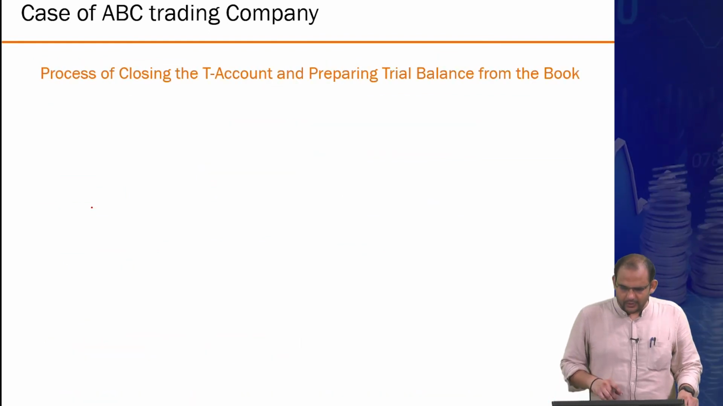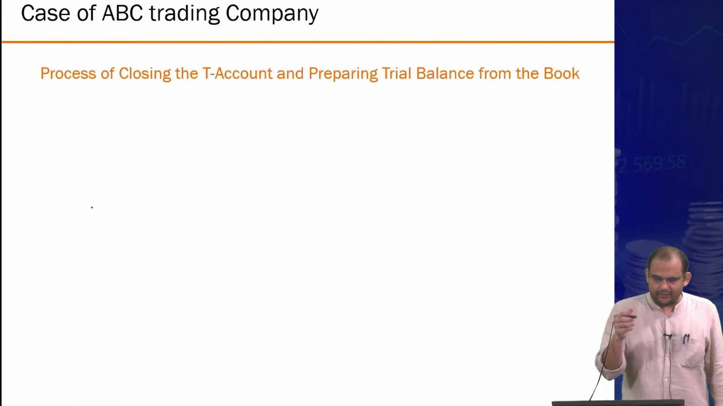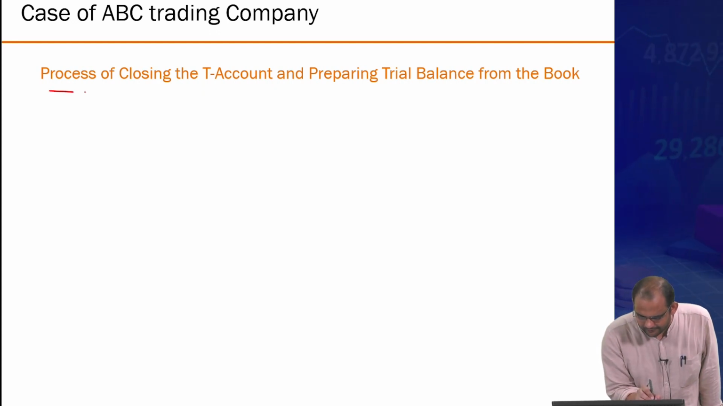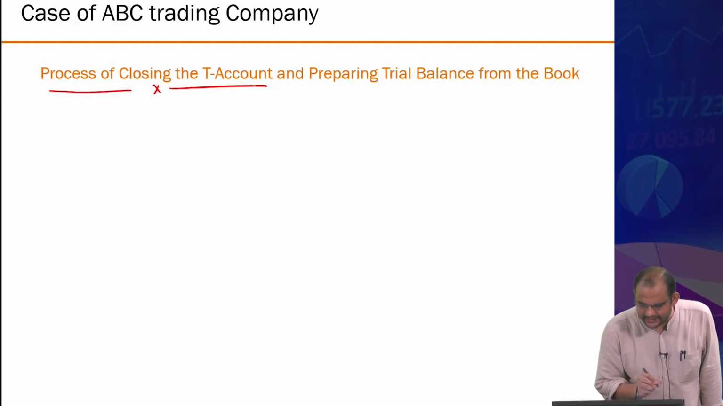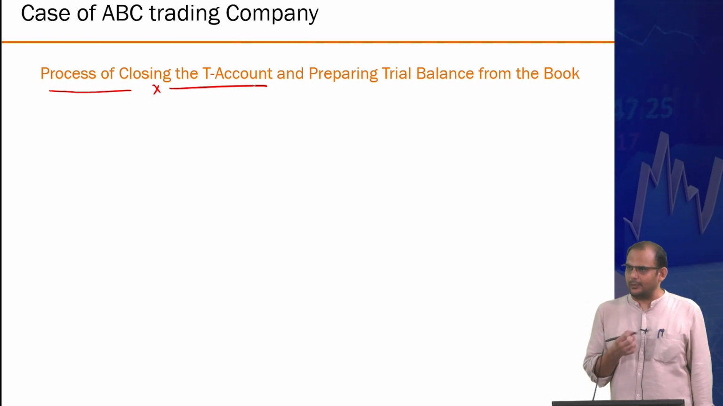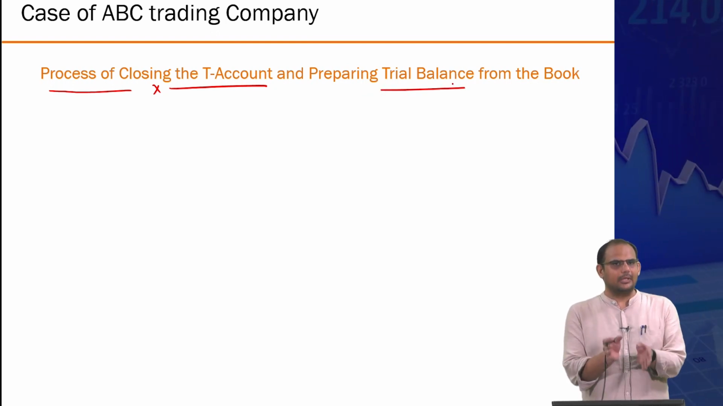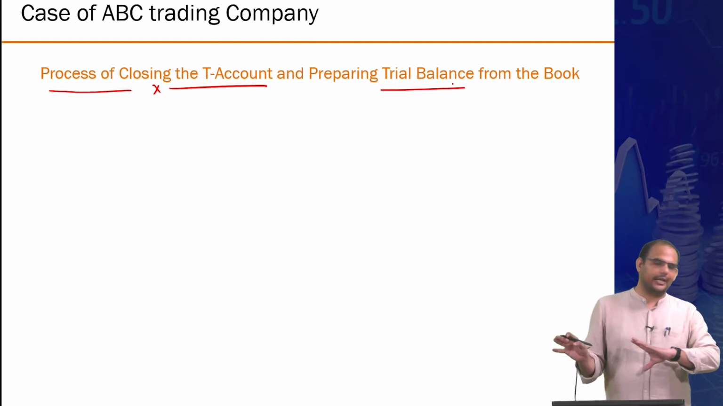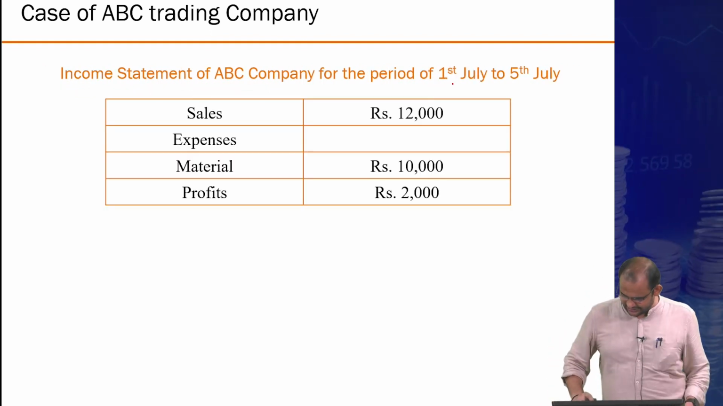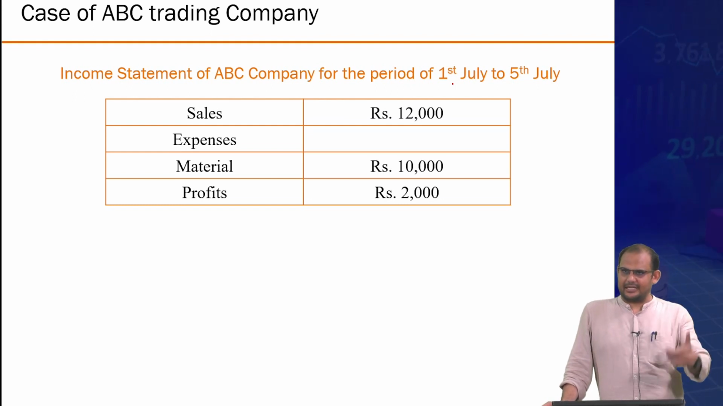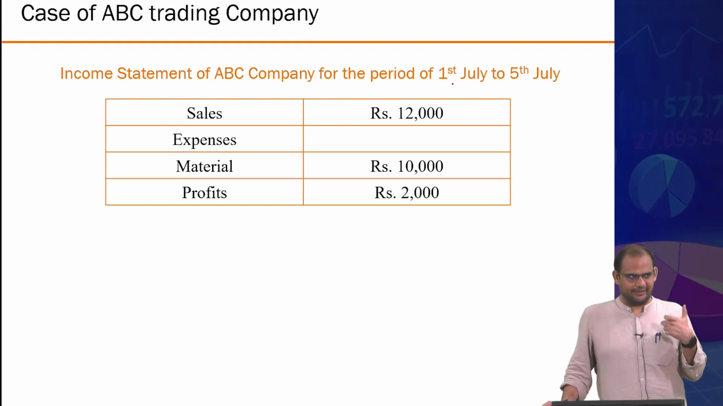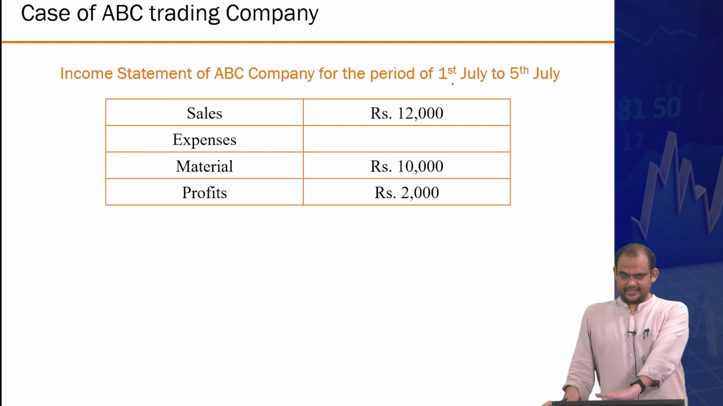Right. So using this information, I also told you last time that there is a process called closing of T accounts and then making the initial trial balance. I'm not showing you the formal closing process right now. We will look into it in detail again. But essentially, what happened from the transactions between July 1 to July 5? The summary of this is here.